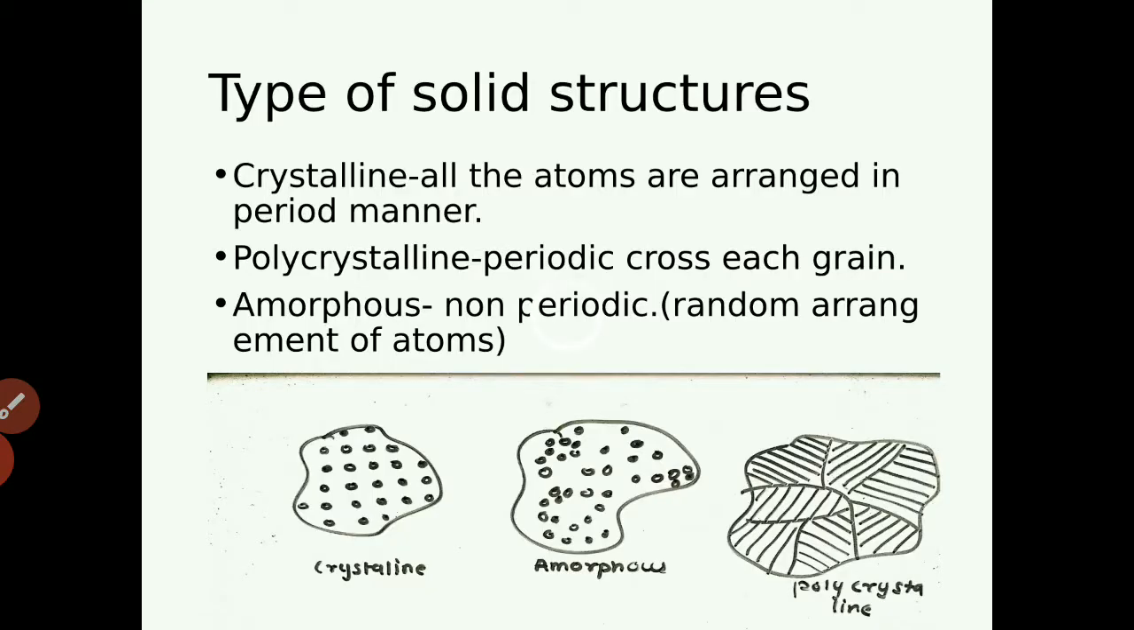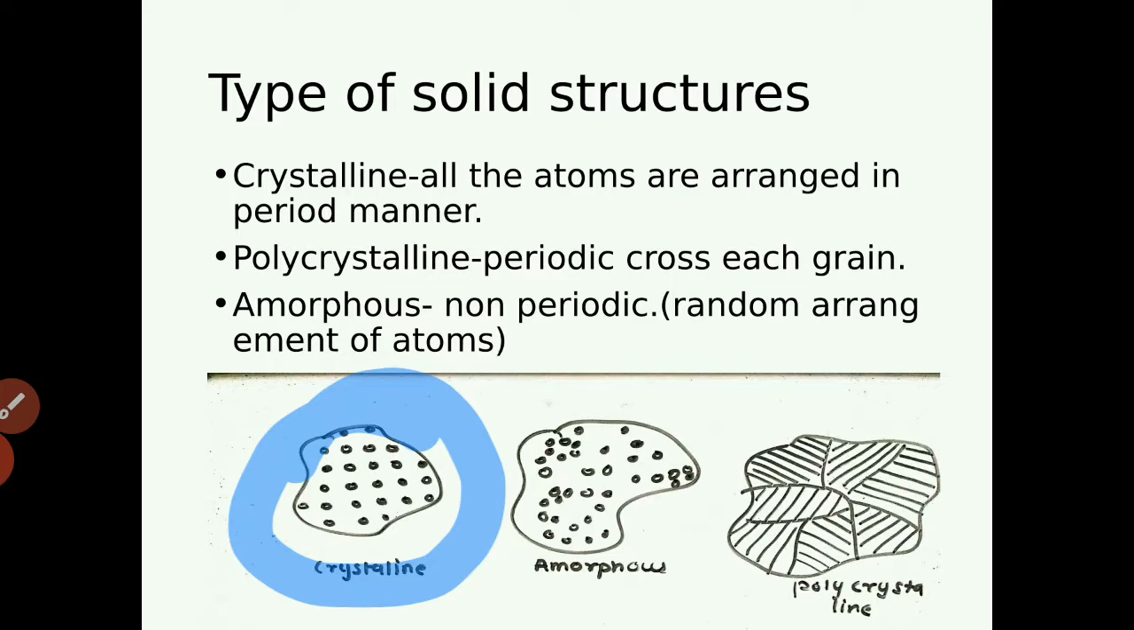First, the types of solid structure. There are three types of solid structure. The first one is crystalline, the second is polycrystalline, and then amorphous material. So let's see what crystalline material is. When all the atoms are arranged in a periodic manner, this is called crystalline material. You can see in the diagram, all the atoms are arranged in a particular manner, which is periodic. So it is crystalline material.